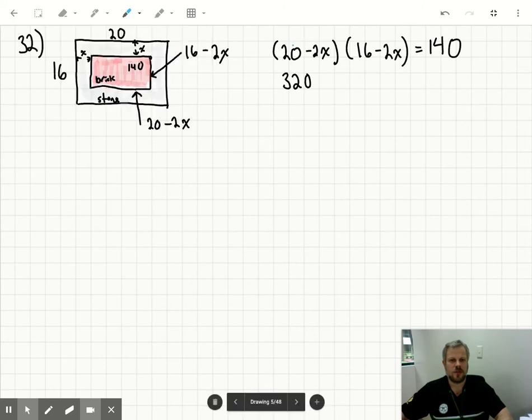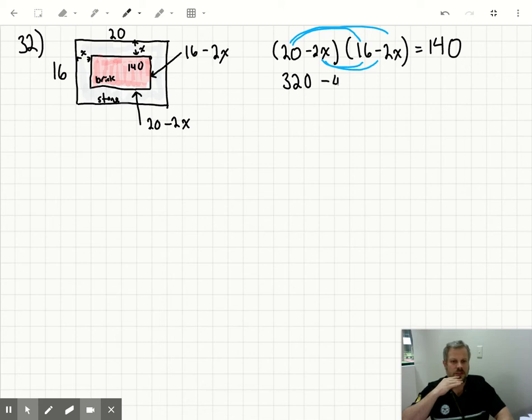What I'm doing here, just so I tell you, is we've got distributive property twice, right? Because we've got two binomials. So we're multiplying here and then multiplying again. So we've got to multiply by both parts, and then we do that again here. Okay, so 320, and then this would be minus 40x, and then minus 32x, and then that would be plus 4x squared equals 140.